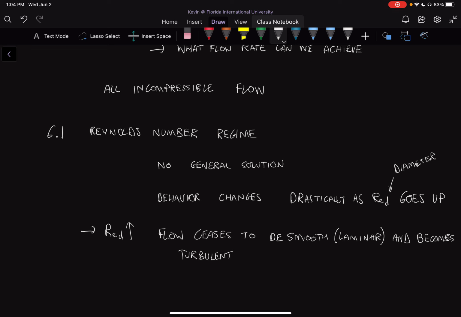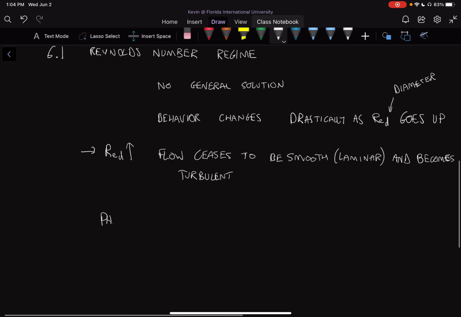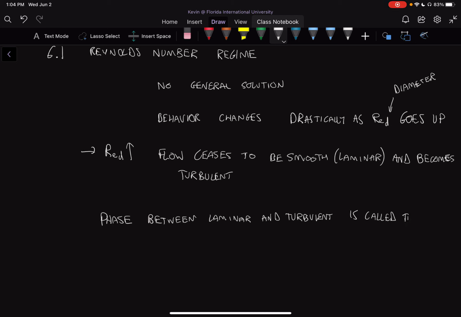Okay, so we can also say that the phase that occurs between laminar and turbulent is called a transition phase. Okay, so we essentially have laminar flow, we have transition flow, and we have fully turbulent flow.